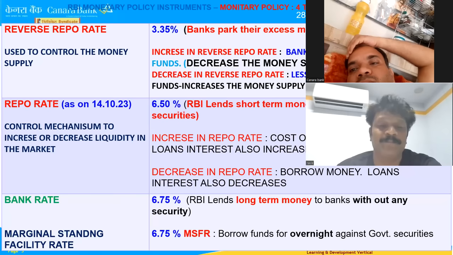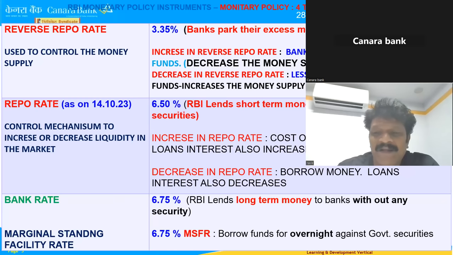Next comes the marginal standing facility rate. This is only overnight, against government securities. Again RBI asks for security, but it is only overnight, and the next day you have to pay. For example, if your RTGS funds are not there in your account and you want money, you can take it from RBI overnight. That is the marginal standing facility rate. Like that, you should understand the repo rate, reverse repo rate, bank rate, and marginal standing rate.